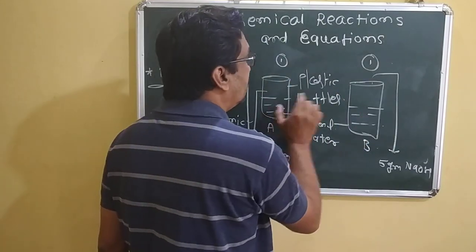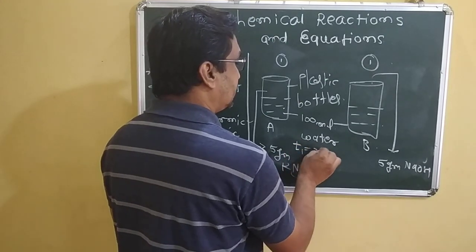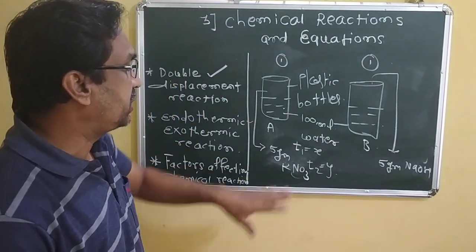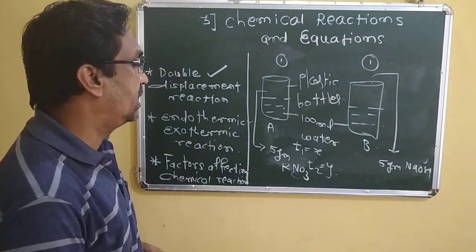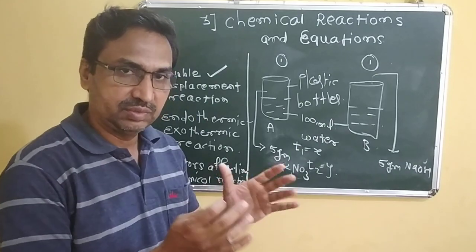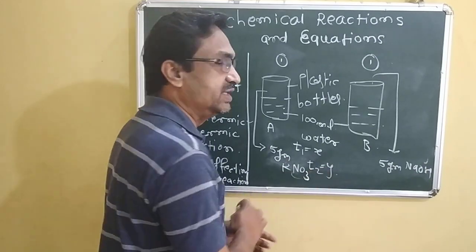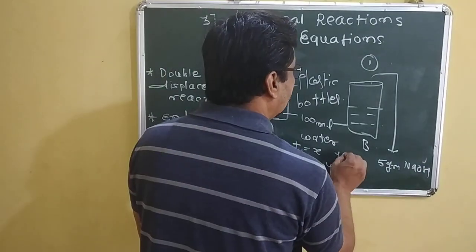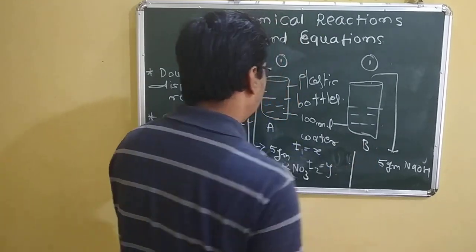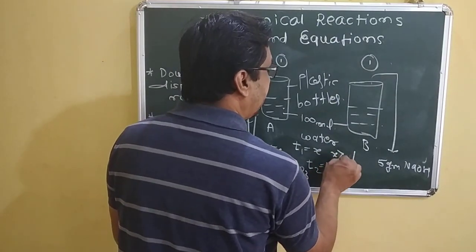We have to measure the initial temperature of both these bottles. The initial temperature T1 we have to measure, and T2 we have to measure. The dissolution of potassium nitrate takes place, and after that the temperature T1, which is initially measured, is X degree Celsius, and T2 is Y degree Celsius. We have to see that X is always greater than Y, that is an endothermic reaction.